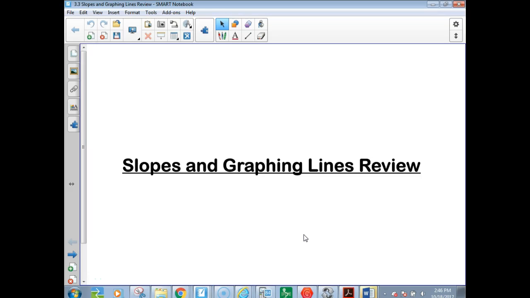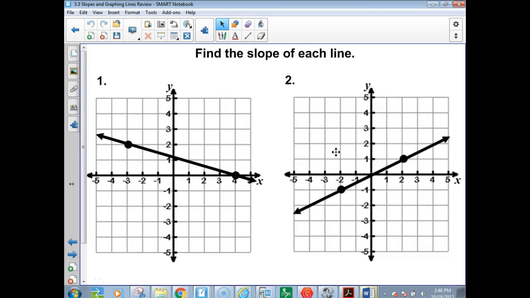Okay, so this afternoon we're going to do slopes and graphing lines in geometry. These are review questions from back in Algebra 1. This is a single worksheet for today. And then after that, we're going to start 3-3 on lines and slope, parallel and perpendicular lines.